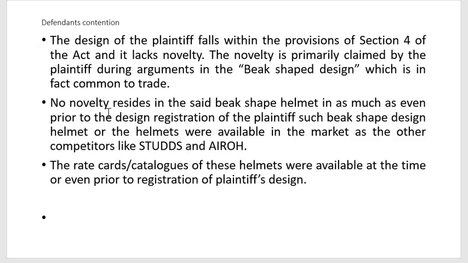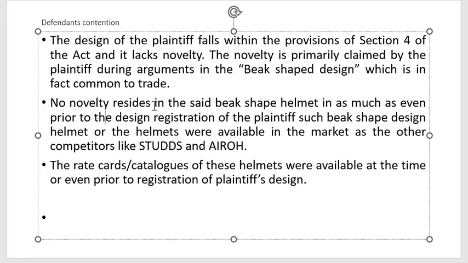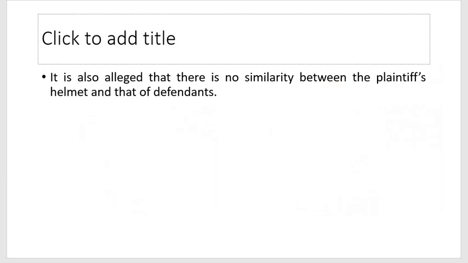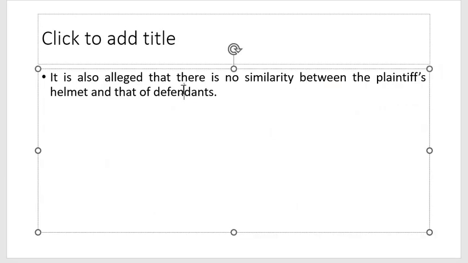So it was contested that no novelty resides in a beak-shaped helmet, because prior designs already had this beak shape. Studds, Aroha and other players also have the beak shape. Rate cards and catalogs of these helmets were available prior to the registration of the plaintiff's design. So how does it bring novelty and originality if it already exists? And there is no similarity between the plaintiff's and defendant's helmets, as I told you in the first slide also.